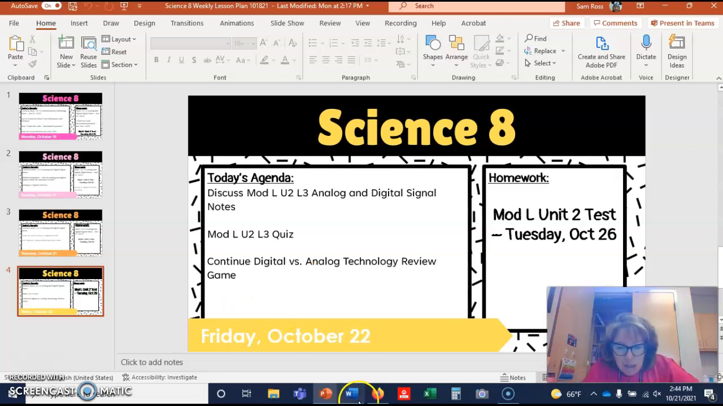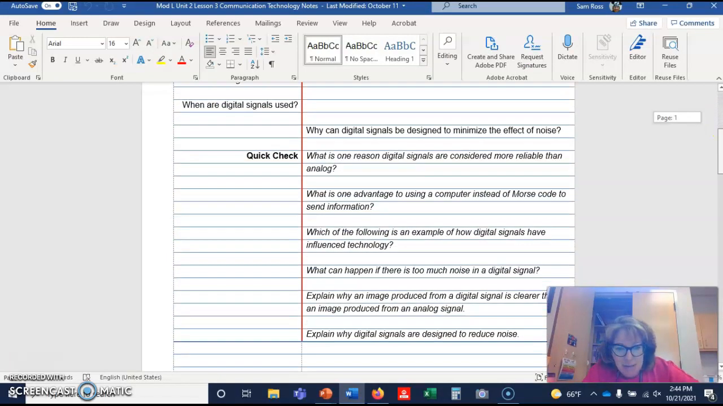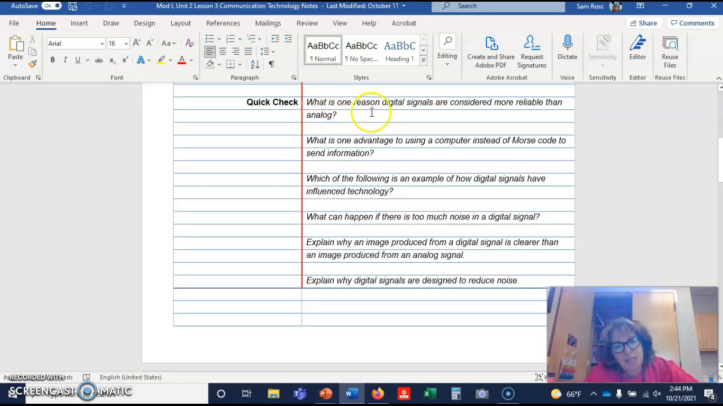So let's take a look at notes. All right, these are the notes you guys should be chatting about. And here's the first quick check. It says, what is one reason digital signals are considered more reliable than analog? I believe that is a multiple choice question, and I don't have the multiple choices here for some reason. But I would guess that it has something to do with noise not affecting digital signals as much as it does analog. What is one advantage to using a computer instead of Morse code to send information? Probably it goes faster and it goes further, but I'm not sure what my answer choices are.